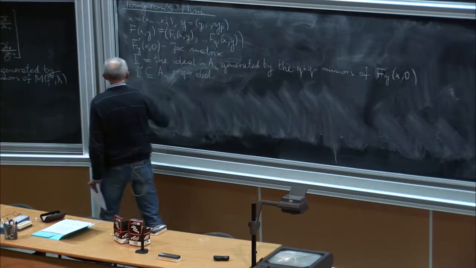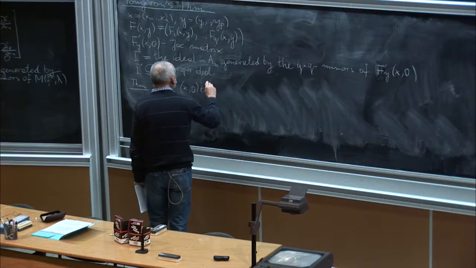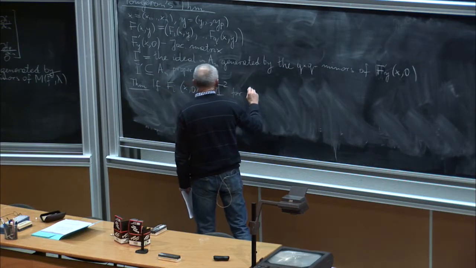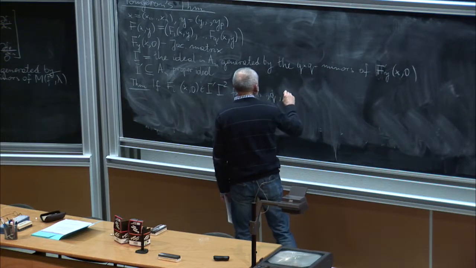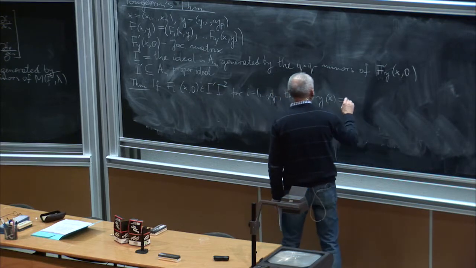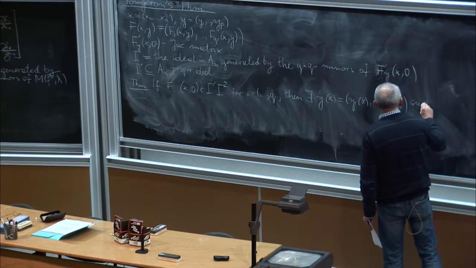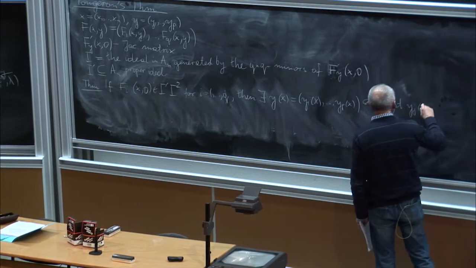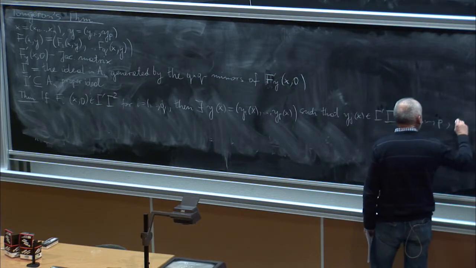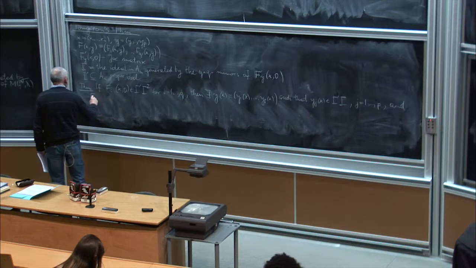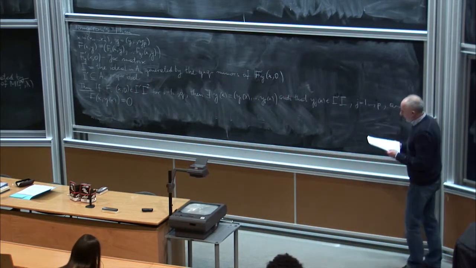Then the statement is, if f_i(x, 0) is in I prime I squared for i from 1 to q, then there exists a solution y(x) = (y1(x), ..., yp(x)) such that y_j(x) is in I prime I for every j. And, well, it's a solution, so f(x, y(x)) is equal to zero. So that's a very classical result.